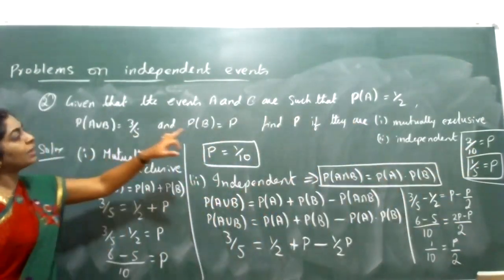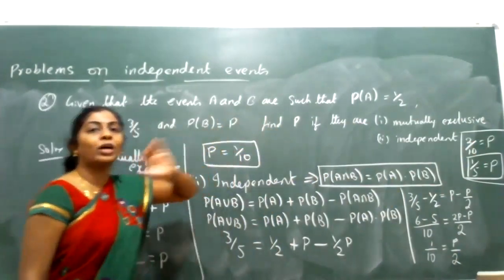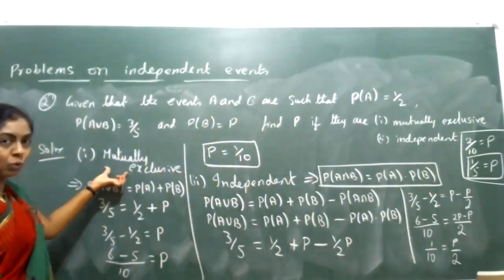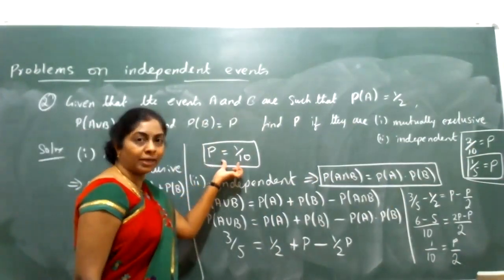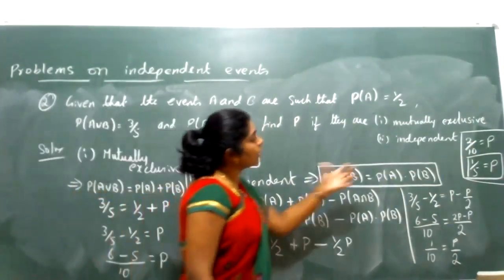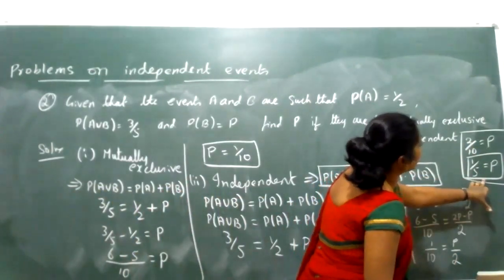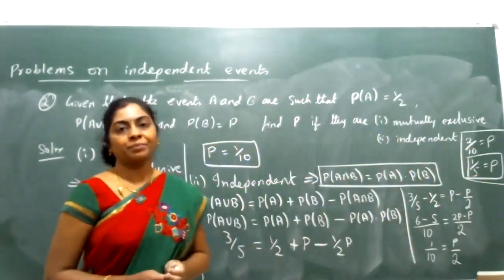So the value of P that they had asked us to find, when two conditions are given: when they are mutually exclusive, I got the value of P as 1 by 10. When they are independent events, I got the value of P as 1 by 5.